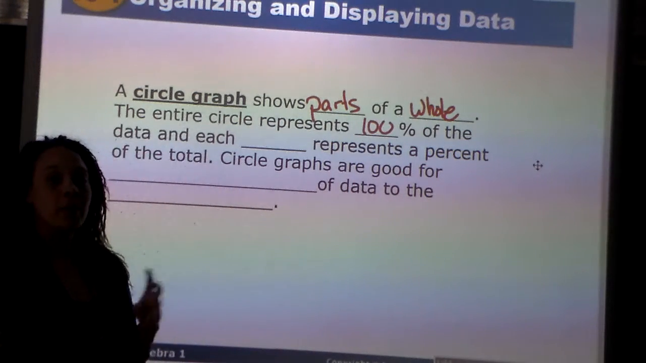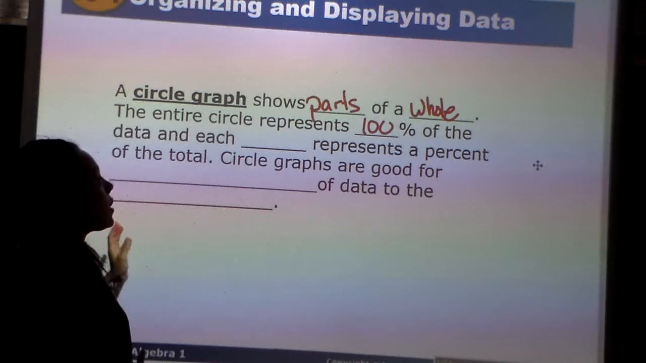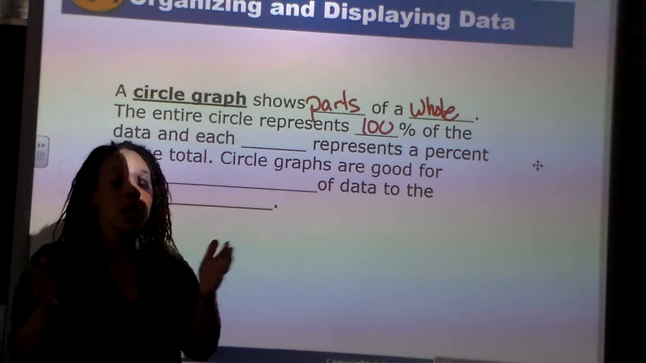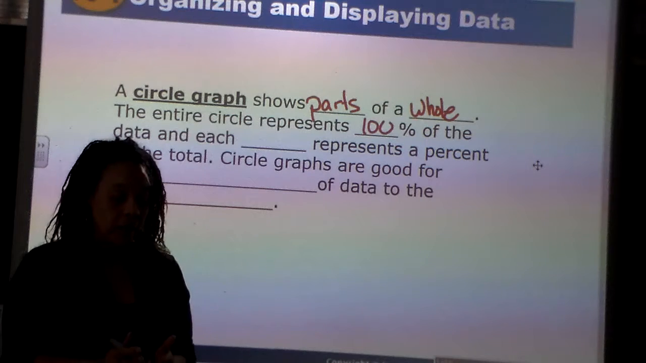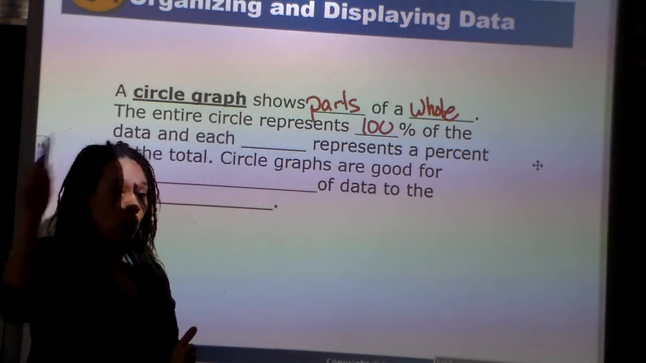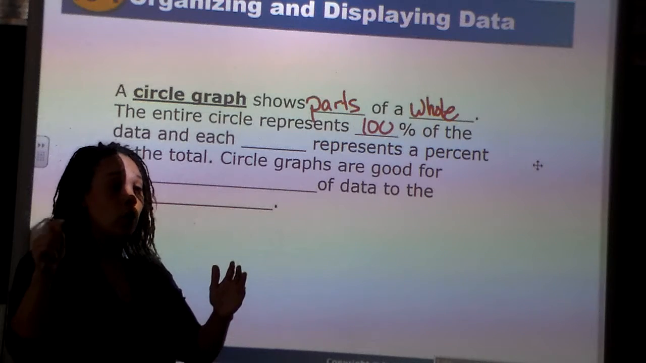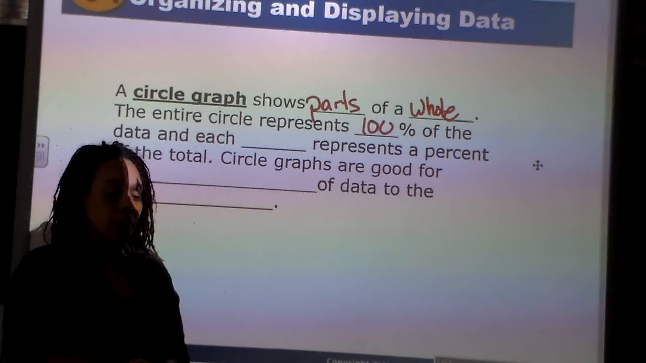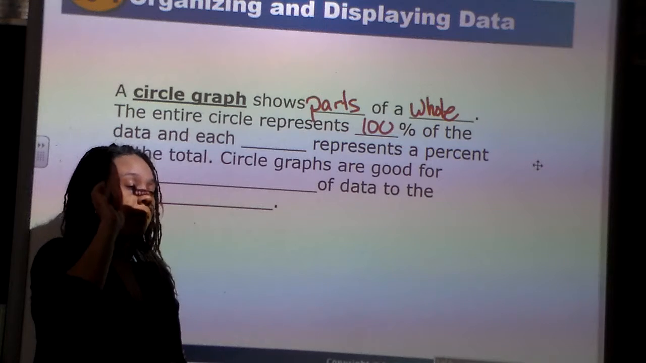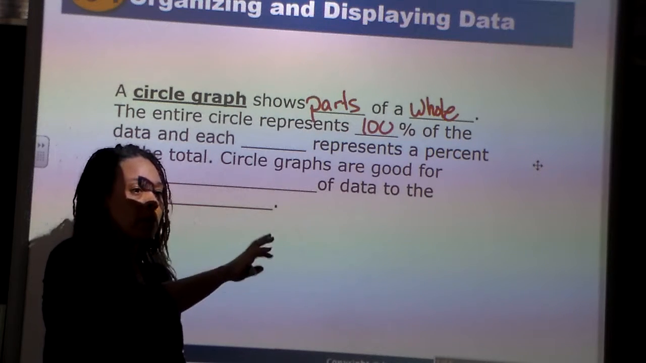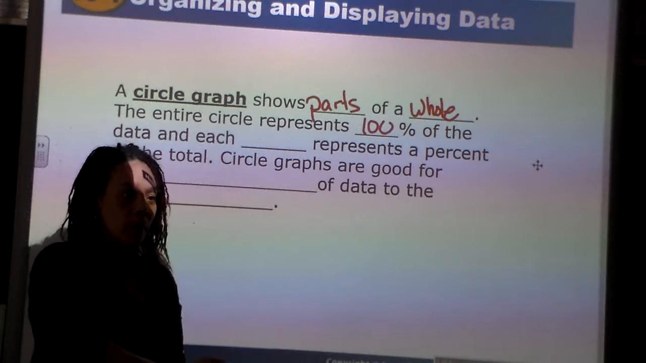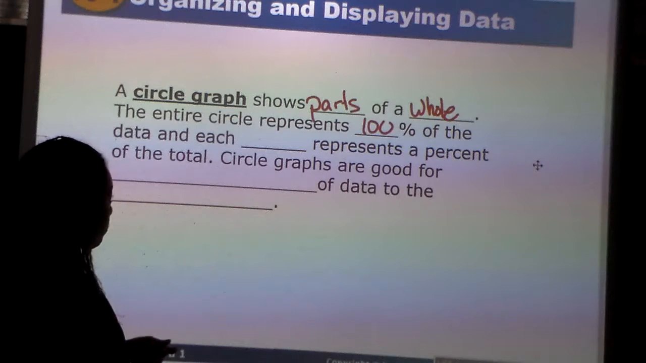So whatever information you get. For an example, in ours, if we pull together the category of somebody's favorite music type, that's the whole: favorite music, and it can have different parts of the whole. So out of the whole amount of people, what part liked this amount? What part liked rap? What part likes hip hop? What part likes rock? What part likes pop?